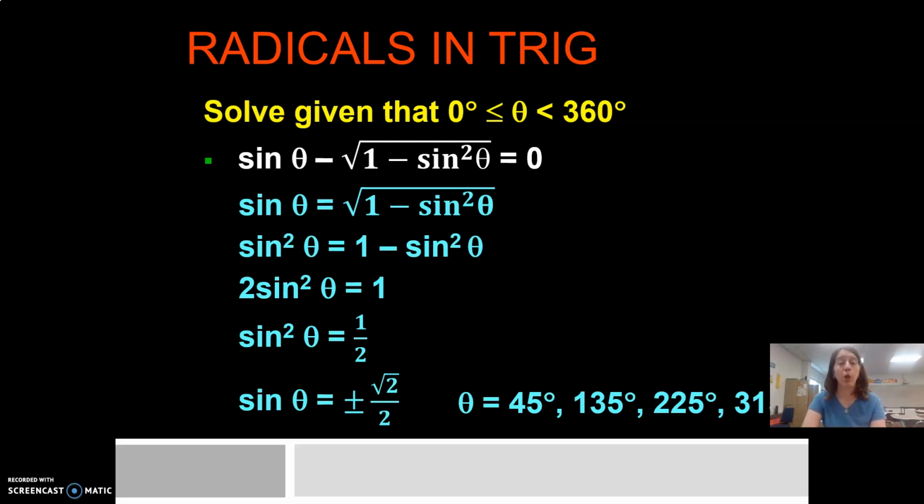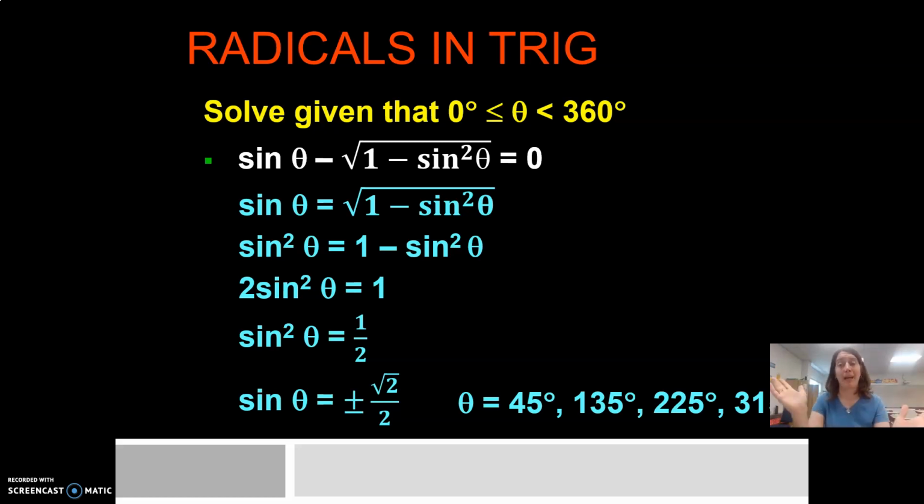So I looked at the triangle. What angle gives me a sine of root 2 over 2 is 45 degrees. Then I did the second quadrant, so I backed up from 180. 180 minus 45, that's where I got my 135. The third quadrant goes past 180. So 180 plus 45, that's the 225. And then my last answer is in the fourth quadrant, so I got to back up from 360. 360 minus 45 is 315 degrees.